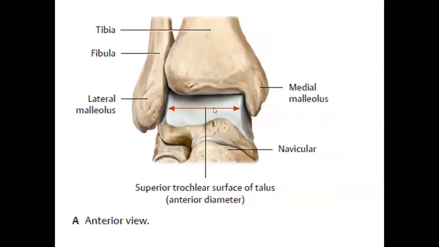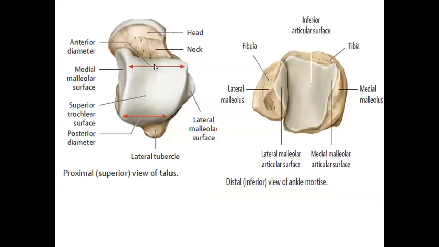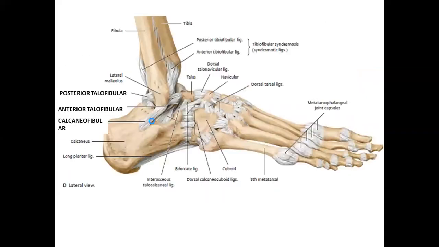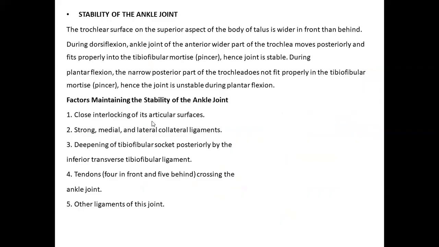And what is the reason behind it? Because the superior trochlear surface is wider anteriorly, whereas posteriorly it is narrow. In addition to that, there are some other factors that play an important role in the stability. These are: there is a close interlocking of its articular surfaces. We have medial and lateral collateral ligaments that are strong.